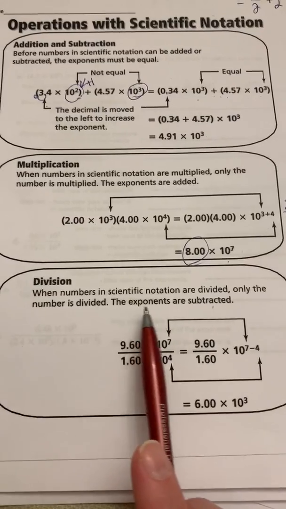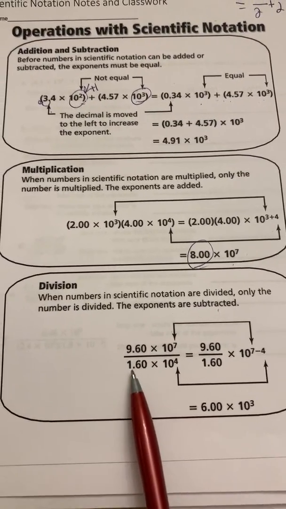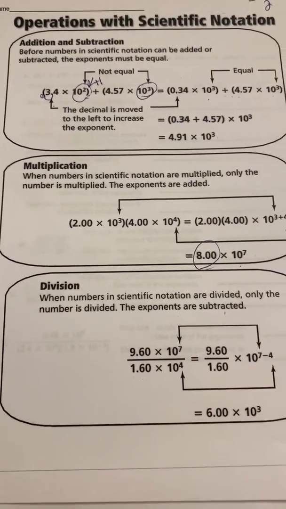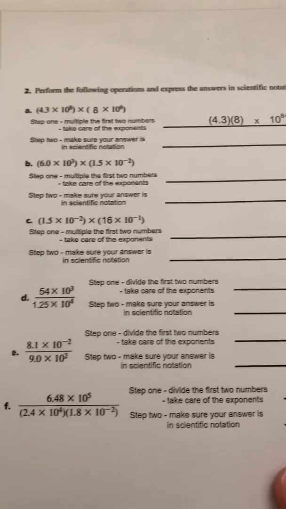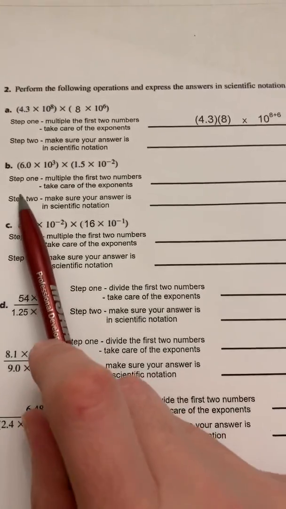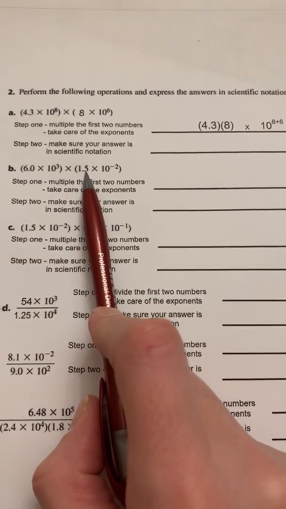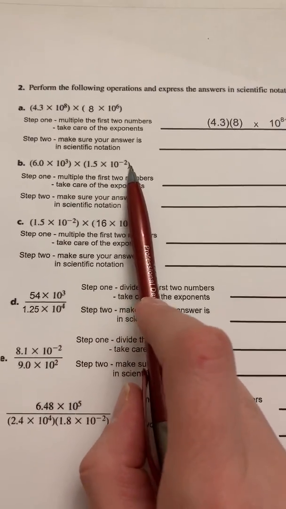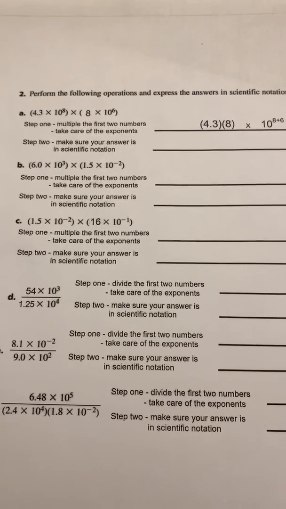In the division, just like here in the notes, when numbers in scientific notation are divided, only the numbers are divided, and then you subtract your exponents. So the 9.6 divided by 1.6 gives us 6, and 7 minus 4 gives 3. So on this page, when you're doing your examples, it would be pretty similar. All right, here you want to take 6 and multiply it by 1.5, and then you can add your exponents, 3 and -2.